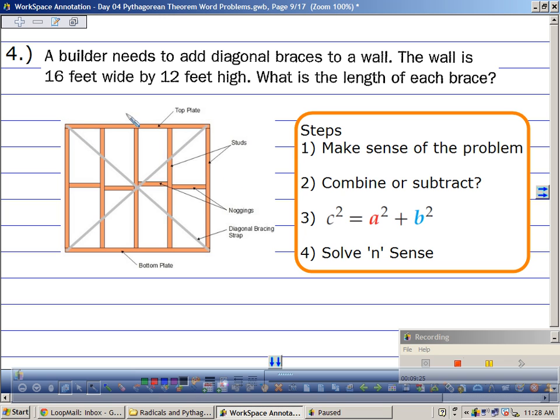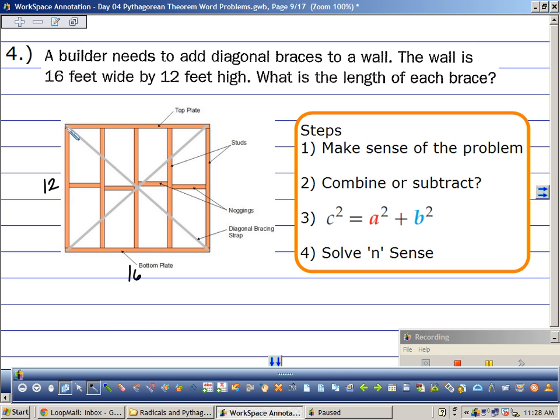All right, so when you're building a wall like this, I know because my house had a lot of these just recently, but when you're building a house like this, and you put noggings in between the studs, you need a diagonal for support. So it's asking us if a builder needs to add diagonal braces to a wall. The wall is 16 feet wide and 12 feet high. What is the length of each brace? What would I use? What am I trying to find? The C, right?